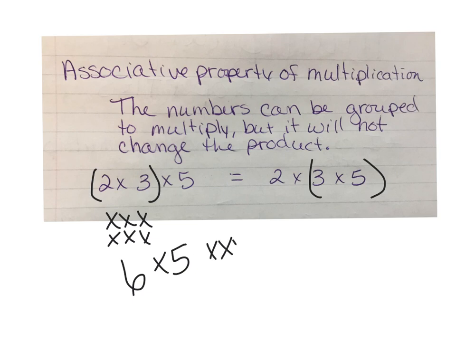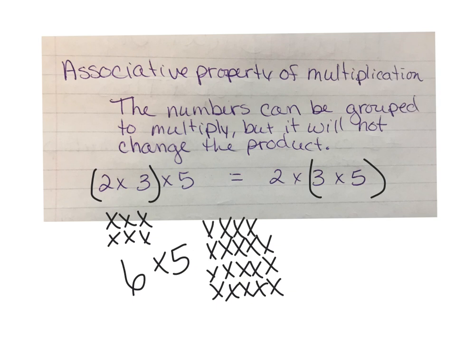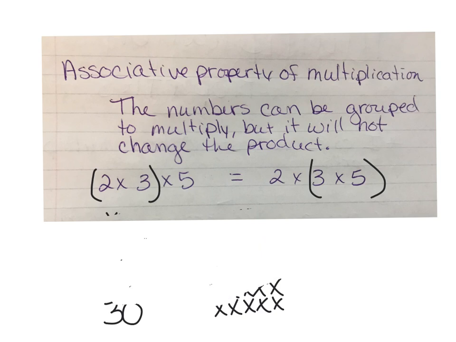1, 2, 3, 4, 5. 1, 2, 3, 4, 5. 1, 2, 3, 4, 5. 1, 2, 3, 4, 5. I have 4 groups. 5 groups of 5. I need 6 groups of 5. And when I count them all up, I have 30. So that was my first problem. I get 30 here. Put it up here. This one I did the math and I got 30.